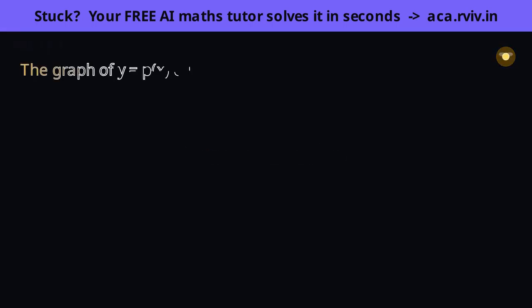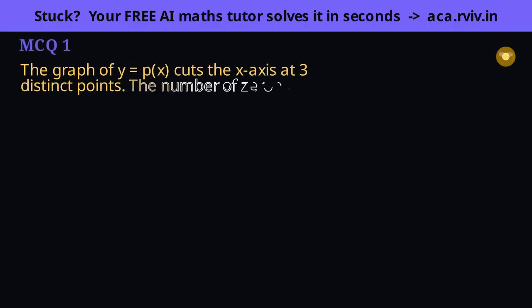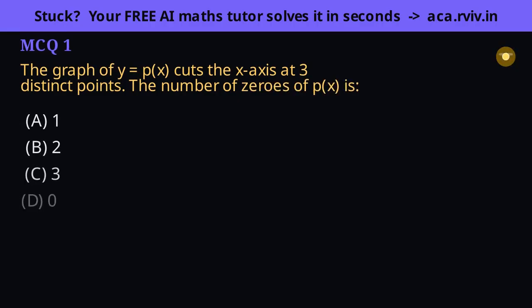Question 1. A graph cuts the x-axis at 3 distinct points, and we are asked for the number of zeros. Consider the 4 options. Recall the core idea. A zero is where the height is 0, which is where the curve meets the x-axis, so each crossing is exactly 1 zero. 3 distinct crossings therefore mean 3 zeros, and that's option C. The other options tempt you if you forget that crossings and zeros are the very same thing.